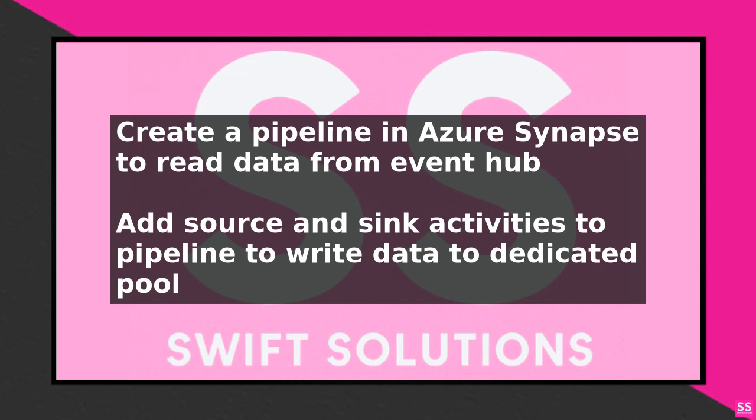In conclusion, ingesting data from Event Hub into Azure Synapse is a straightforward process that involves creating an Event Hub namespace and Event Hub, creating an Azure Synapse workspace and dedicated SQL pool, and creating a pipeline to read data from the Event Hub and write it to the dedicated SQL pool. By following the steps outlined in this tutorial and following best practices, you can successfully ingest data from Event Hub into Azure Synapse and start analyzing your data in real time.